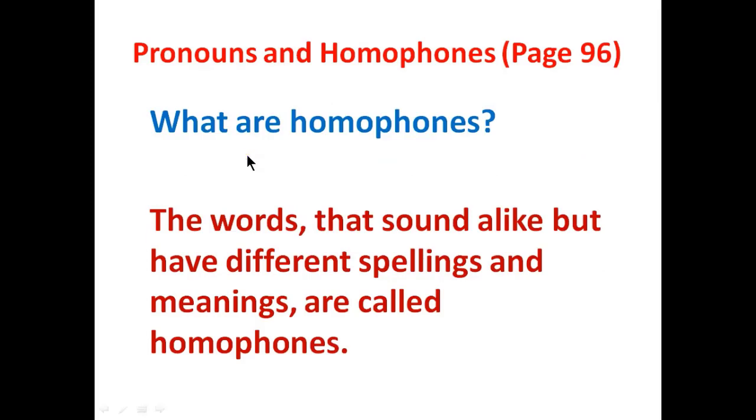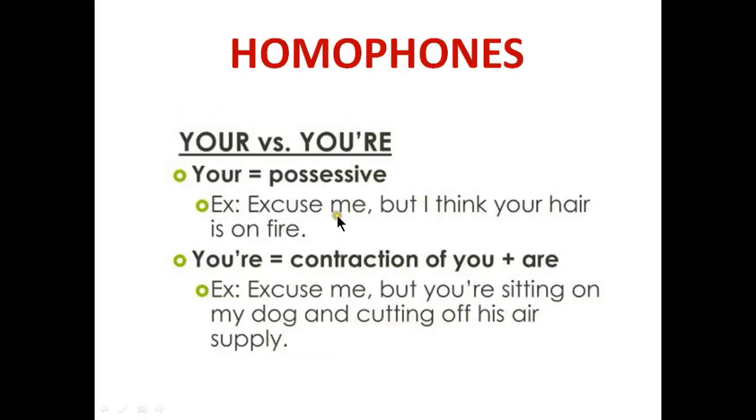First of all, I would like to tell you something about homophones. The words that sound alike but have different spellings and meanings are called homophones. I will repeat: the words that sound alike but have different spellings and meanings are called homophones. Now here is an example of a homophone.